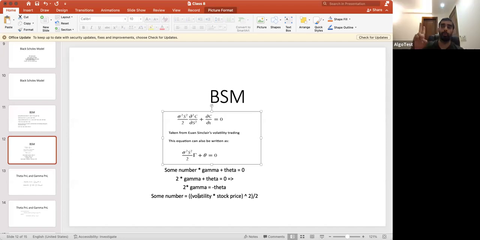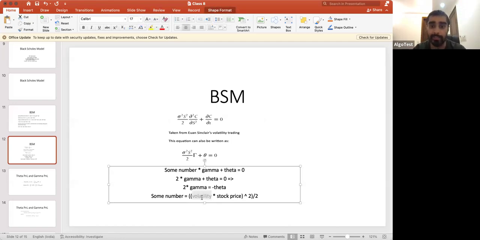We know there are two kinds of volatilities, right? Implied volatility and realized volatility. Which volatility is this? Can somebody tell me? Let's get that IV. Everybody's saying IV.